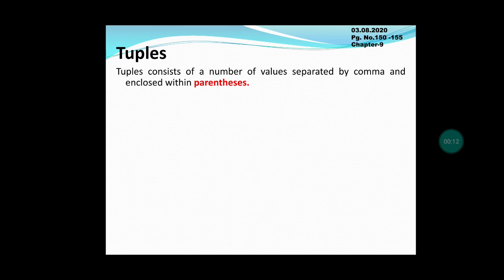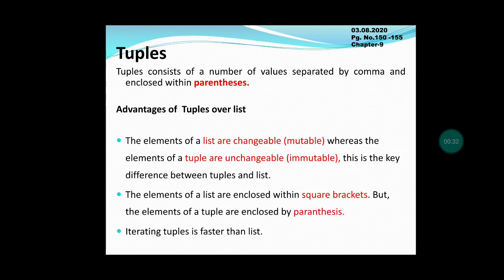Tuples consist of a number of values separated by commas and enclosed within parentheses. A list is enclosed with square brackets, but tuples are enclosed with parentheses. There are some advantages of tuples over lists.